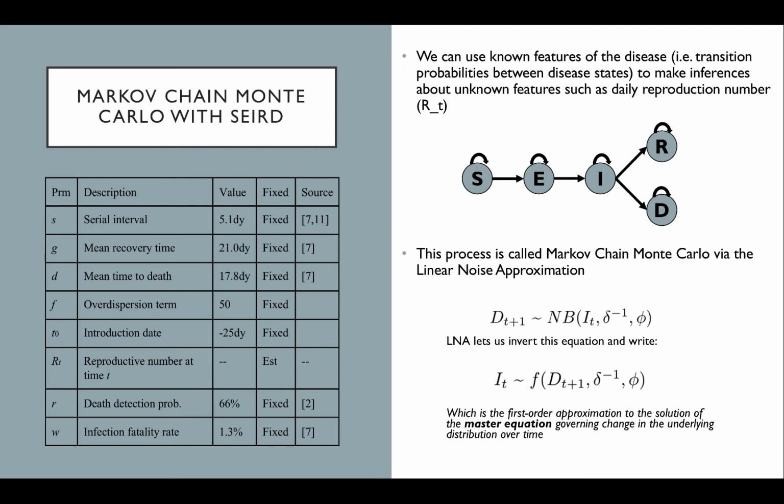So the other thing that we need to do is, because we have this death data, the linear noise approximation allows us to invert this equation, estimating the number of deaths through the Markov chain, and allows us to estimate the actual true infection cases. And we can go all the way back through from susceptible to exposed. And that gives us our ability to estimate the daily reproductive number.